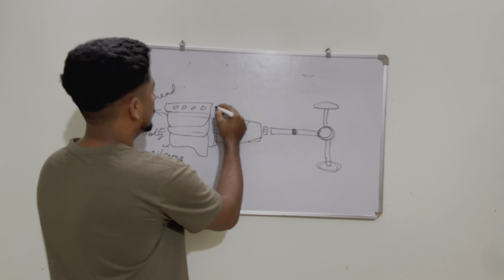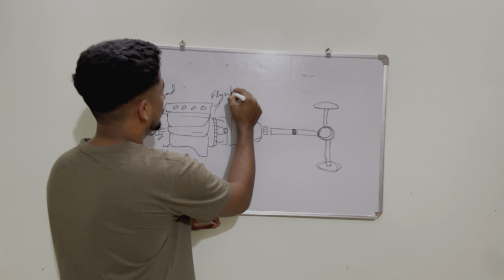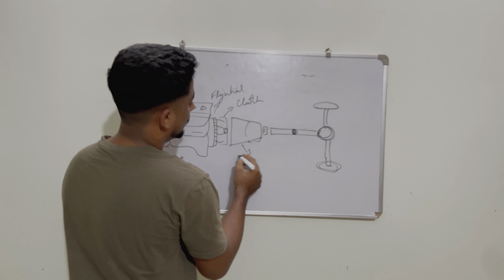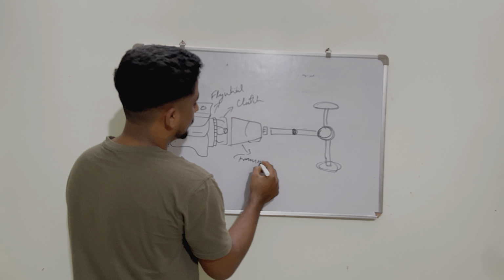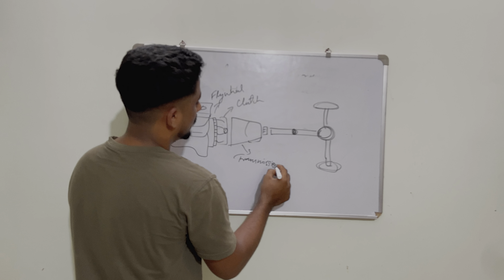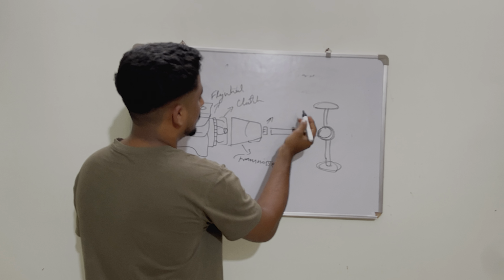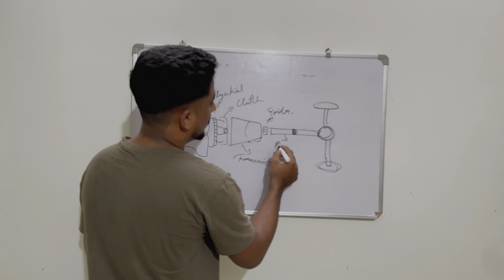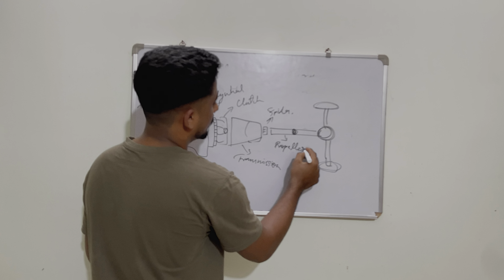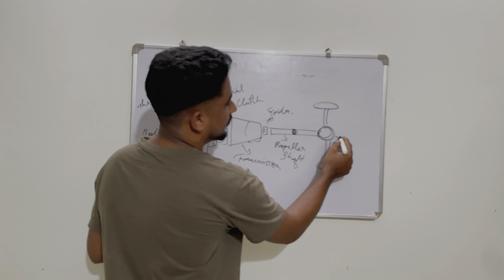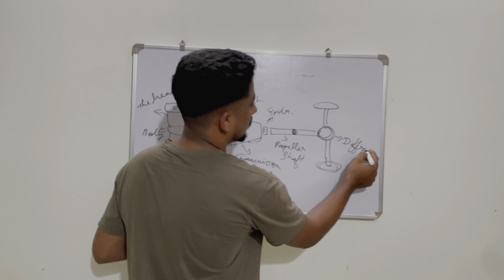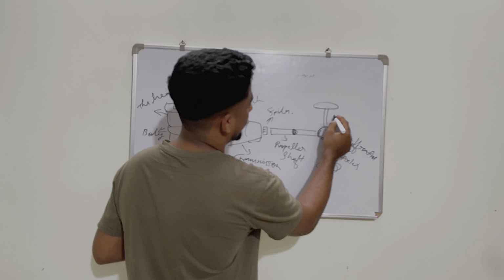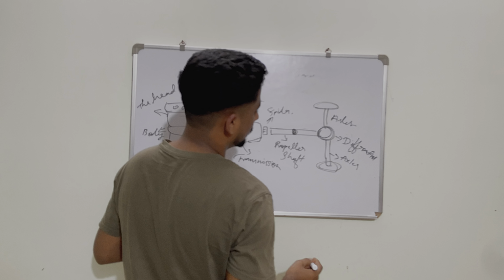So this is the flywheel, this is the clutch, this is the transmission box, here comes the spider joint, this is the propeller shaft, this is the differential, these are the axles, these are the wheels.